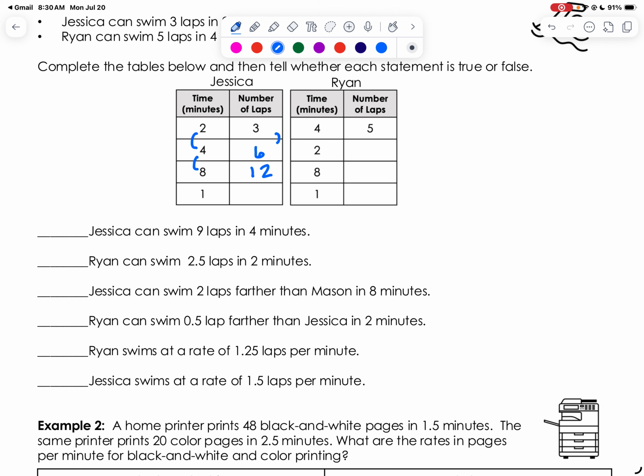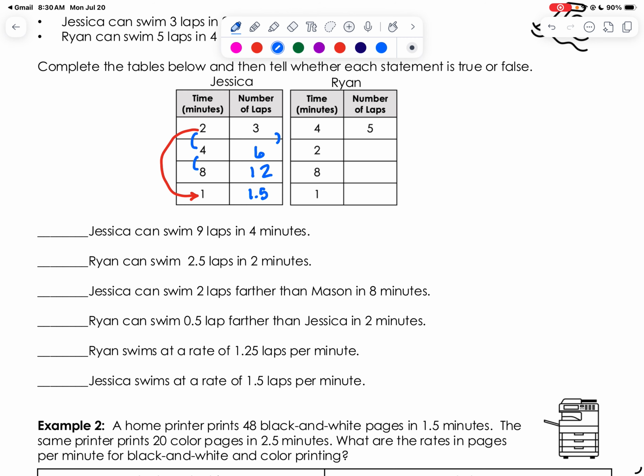Now, what about 1 minute? Look at the table and see if there's a number on the table that will help you determine the number of laps in 1 minute. All right, well, I use the 2 because I know that 1 is 1/2 of 2. So if I take 1/2 of 3, I'm going to get 1.5 laps. All right, let's look at Ryan.